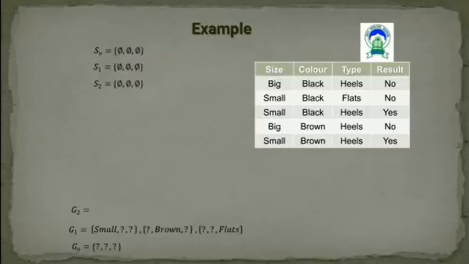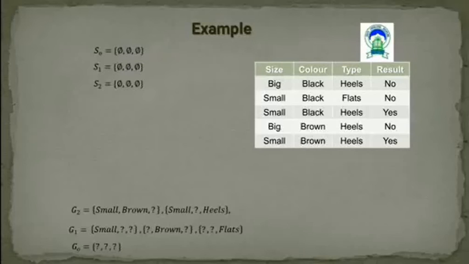So it will become small. What is the opposite value of black? It is brown. So it will become small, brown and question mark. Now the third attribute, small, question mark and heels. The heels, which is the opposite of flats.